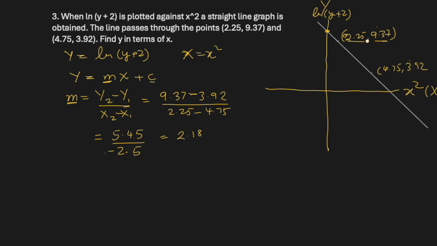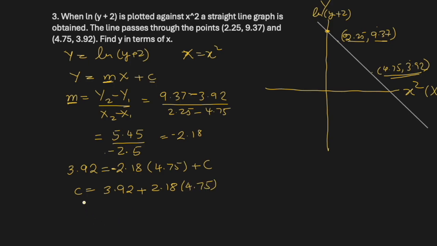Now the job is to find c. So to find c, we will substitute any one of the points. Let me substitute this smaller point here. Here the capital Y is 3.92, equal to m, which we got, negative 2.18, times x, which is 4.75 in this point, plus c. So now c will be, this negative will become positive here, so 3.92 plus 2.18 times 4.75. Okay, let me use my calculator to find this out.